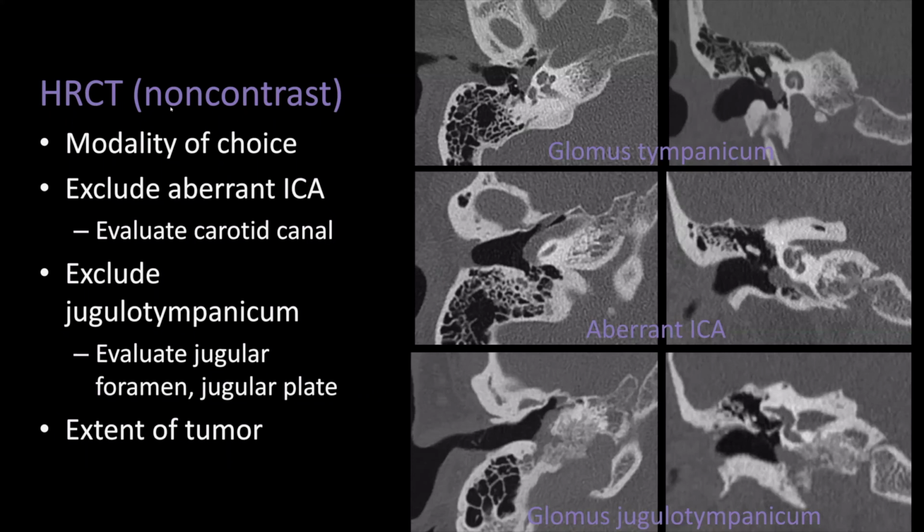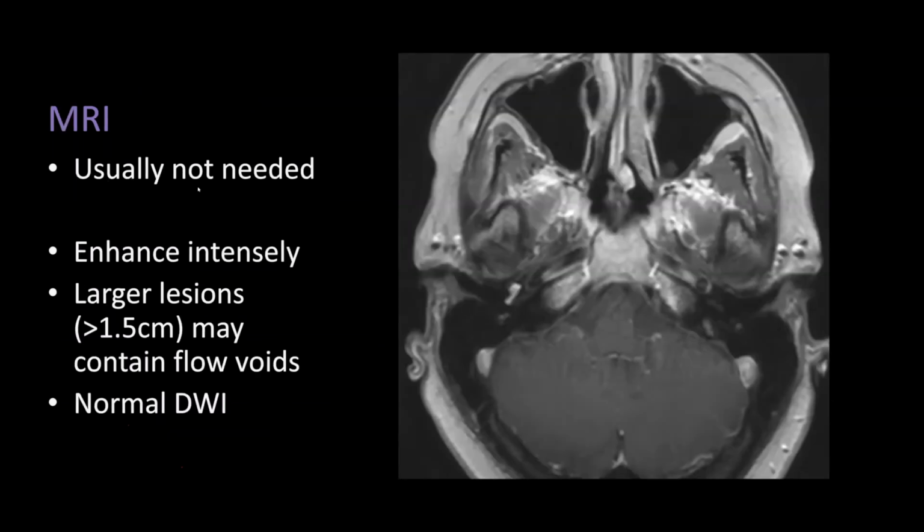Non-contrast CT is also sufficient for mapping out the extent of the tumor. So here again, we would see that it's confined to the mesotympanum, not extending into the hypotympanum, and that can help you with your surgical planning. So again, MR is usually not needed, but if it's done, these will enhance intensely.